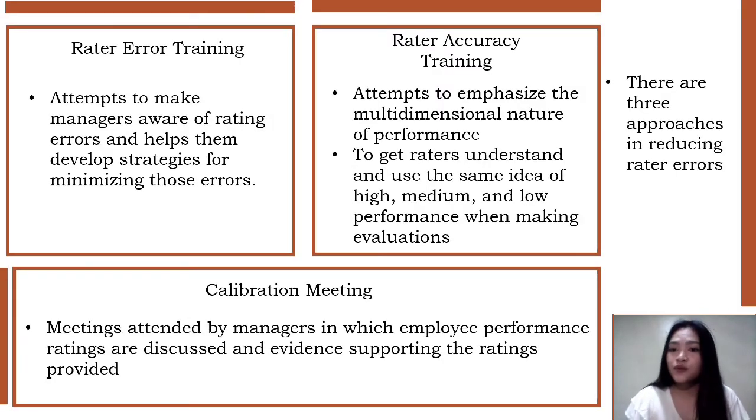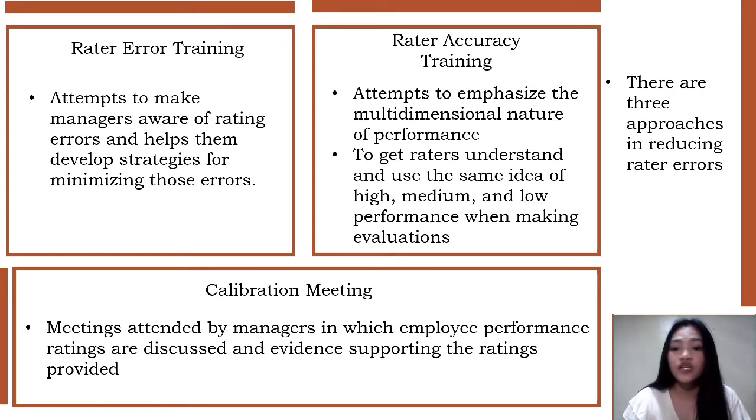There are three approaches in reducing rater errors: rater error training, rater accuracy training, and calibration meeting. Rater error training attempts to make managers aware of rating errors and helps them develop strategies for minimizing those errors. It has been shown to be effective for reducing errors, but there is evidence that reducing rating errors also reduces accuracy. Rater accuracy training attempts to emphasize the multidimensional nature of performance.